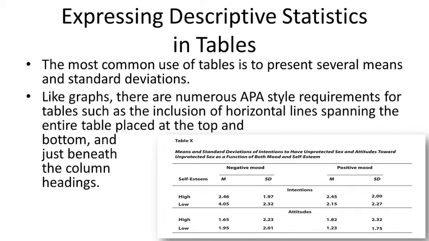Like graphs, there are numerous requirements. That APA style textbook I mentioned also goes into a lot of detail about tables, such as the inclusion of horizontal lines and where you should put italicized text. So, as I mentioned before, if you are going to be doing any serious scientific writing, you're definitely going to need to get your hands on that APA style guidebook.